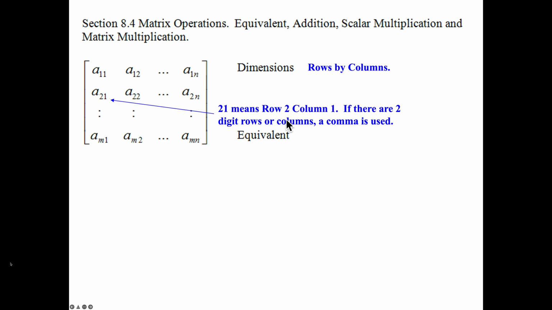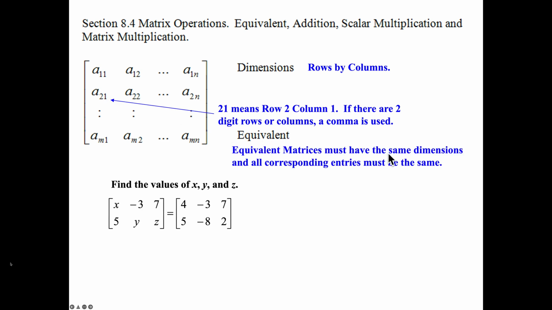Okay? Equivalent matrices must have the same dimensions and all corresponding entries must be exactly the same. So you'll see an equal sign between your two matrices. So again, same dimensions, 2 rows, 3 columns, 2 rows, 3 columns. If this is equal, then your corresponding entries, row 1, column 1, x, has to be equal to row 1, column 1 in the second matrix. So x is going to equal 4.